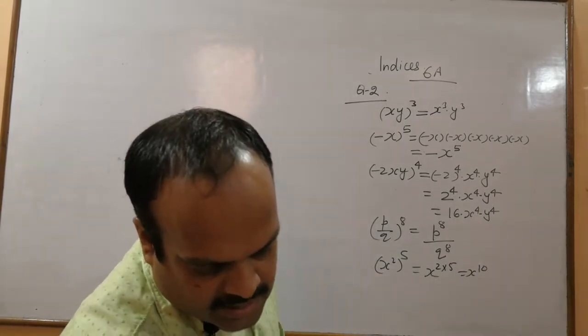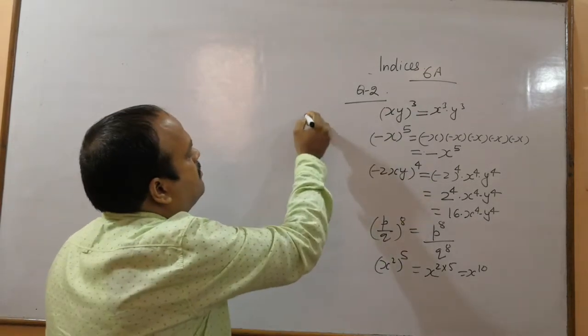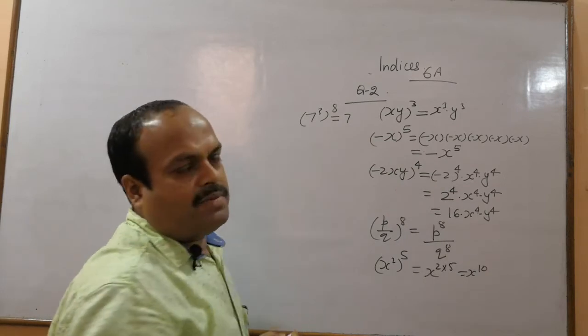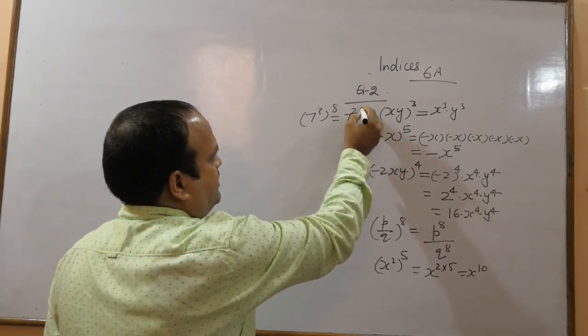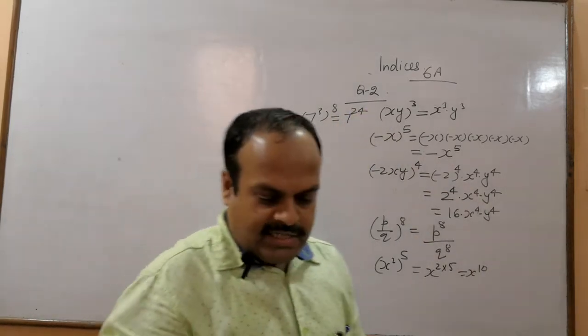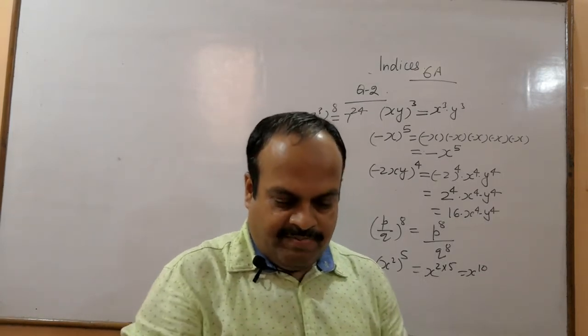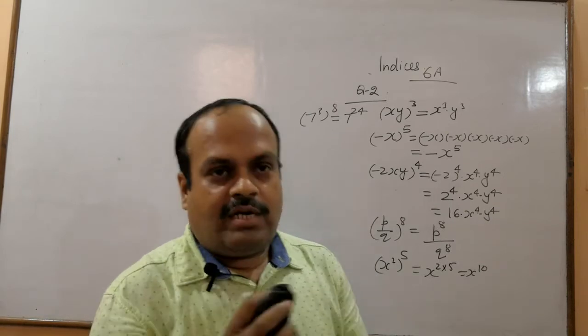Next one, 7 cube to the power 8. 7 to the power 3 eights are 24. I hope the rest of the parts you can do by yourself. There will be no difficulty. So I go to question number 1 now.